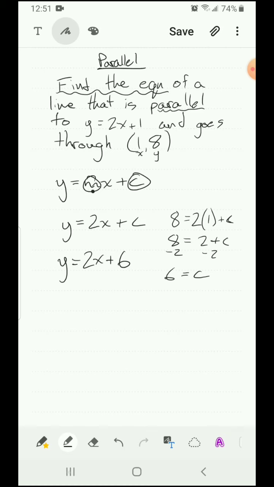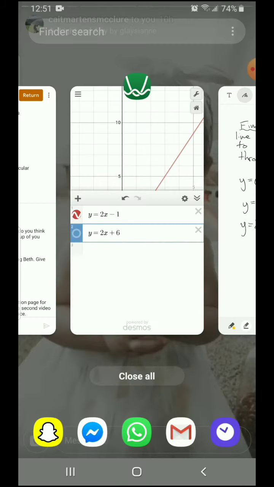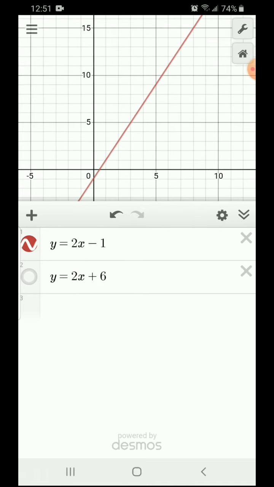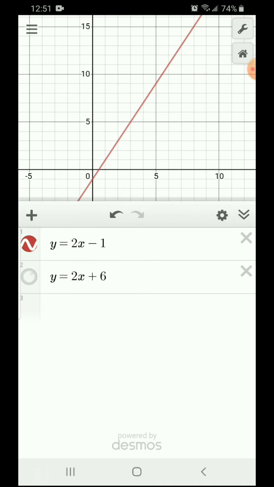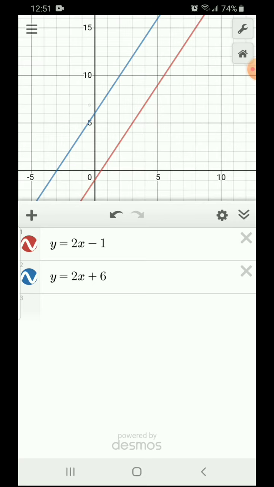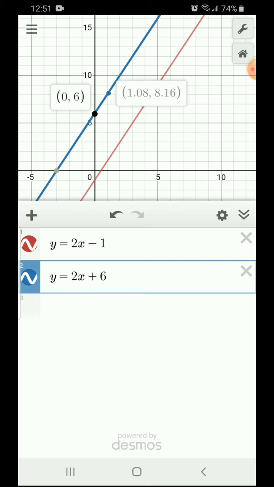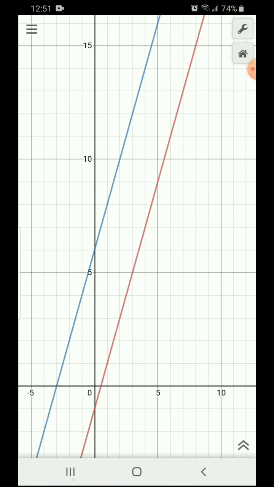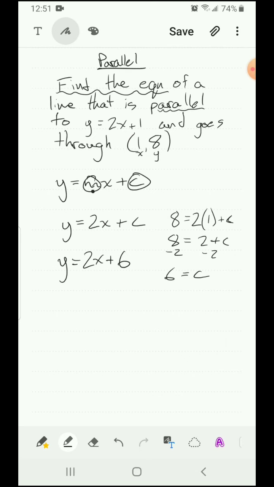And I want to show you that that is actually true. So we have y equals 2x plus 1 here. Let's take a look at y equals 2x plus 6. Clearly, they're parallel. Does this go through the point (1, 8)? Oh, look at that. There it does. So we know that we got the solution correct. Alright, that's the process for a parallel line.